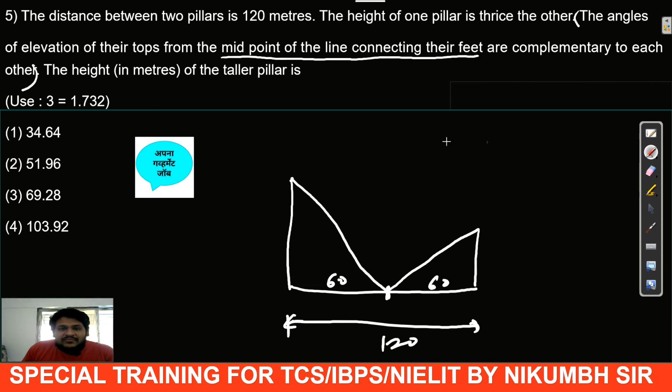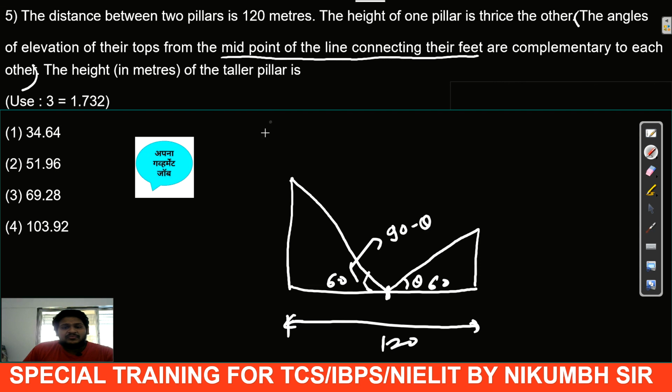Now what they have given me is that the angles are complementary to each other. Means what? The complementary angle concept is that if this angle is theta, then this angle will be 90 minus theta. This is the concept of complementary angles. Just remember this. Here also they are using some geometry fact, and that's why you can see the application of geometry in height and distance very well.